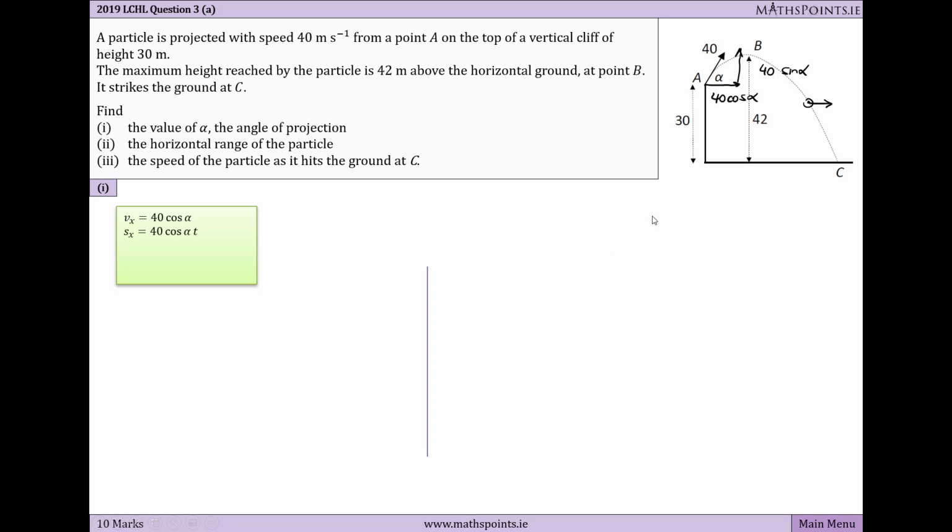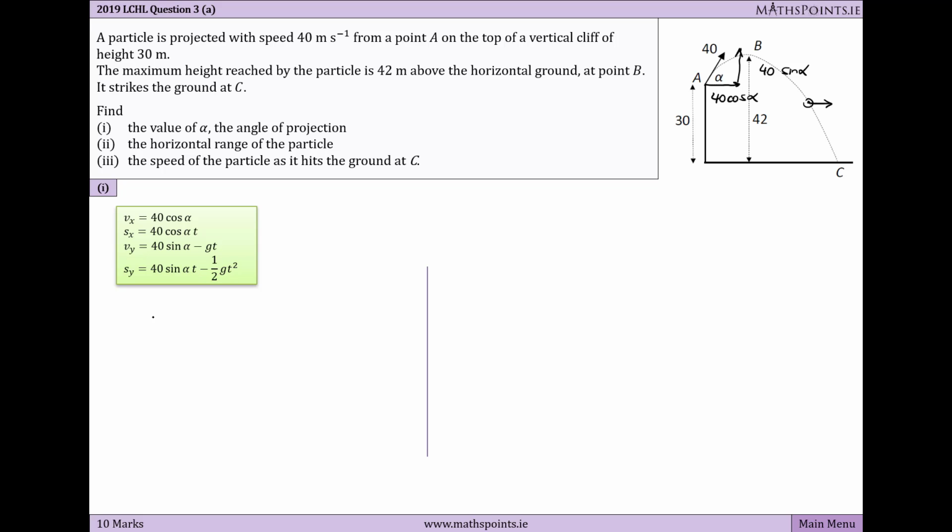v of y, the velocity in the vertical direction, originally is 40 sine alpha, but then as time goes on, gravity has an effect on that vertical velocity, and so we have minus g times t. And then for our distance in the vertical direction, or our height, we have s of y is equal to 40 sine alpha t minus a half g t squared.